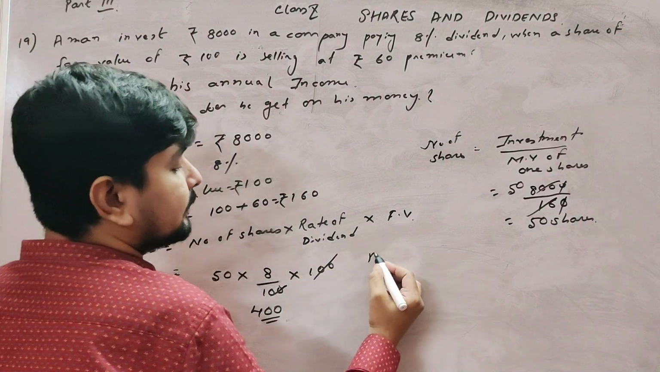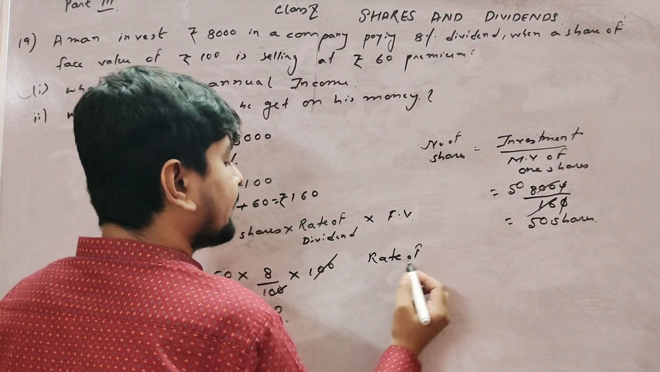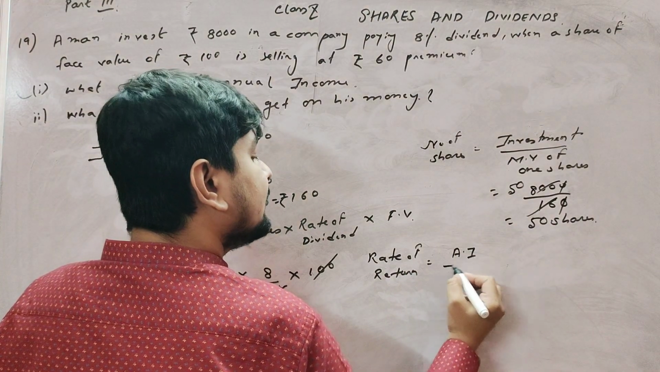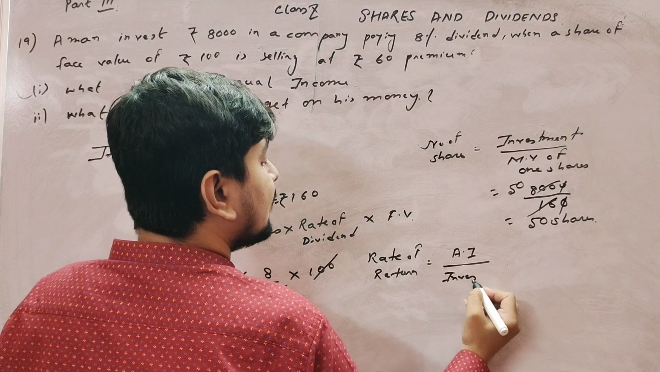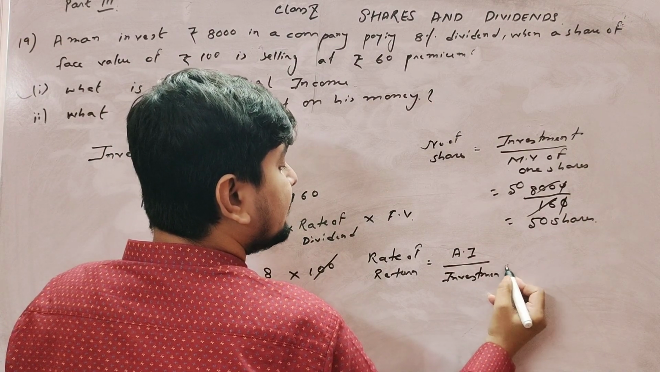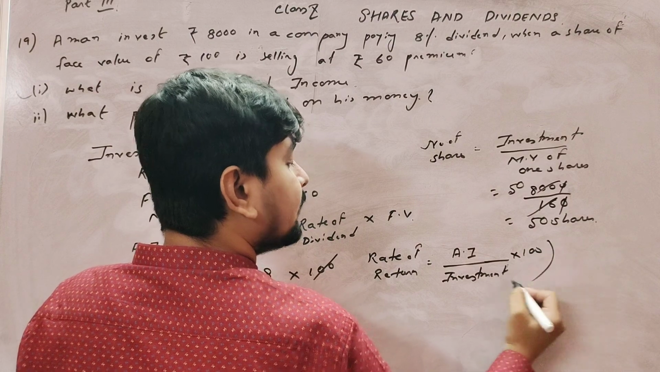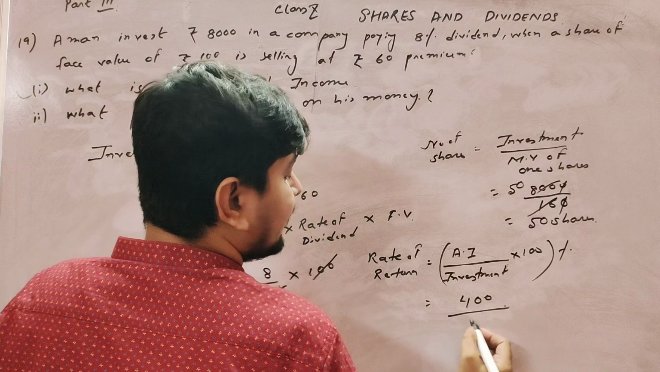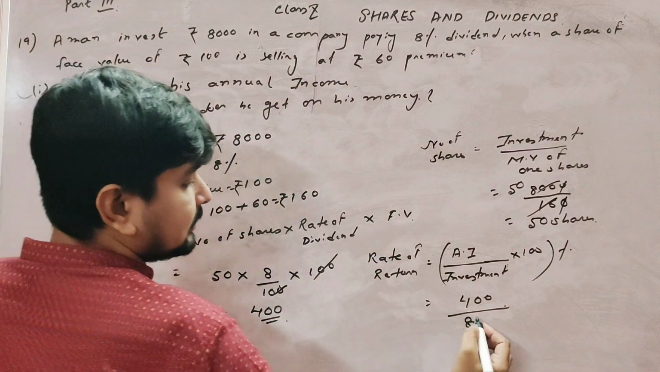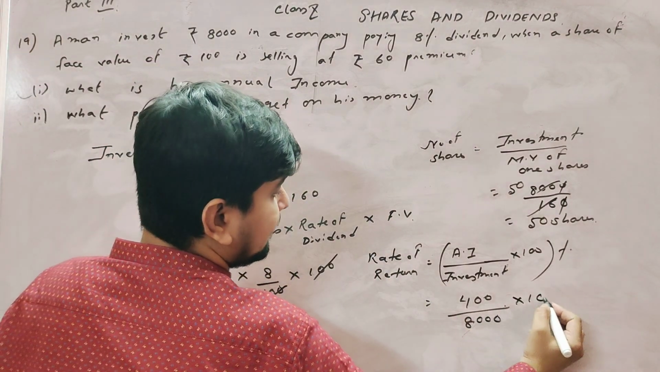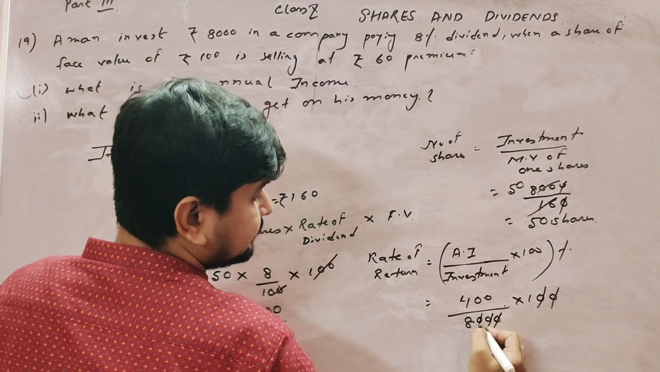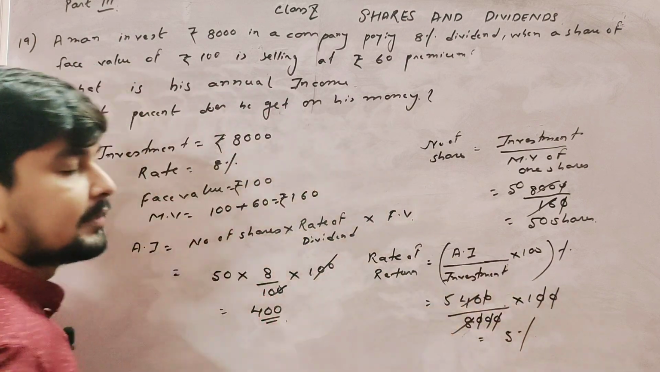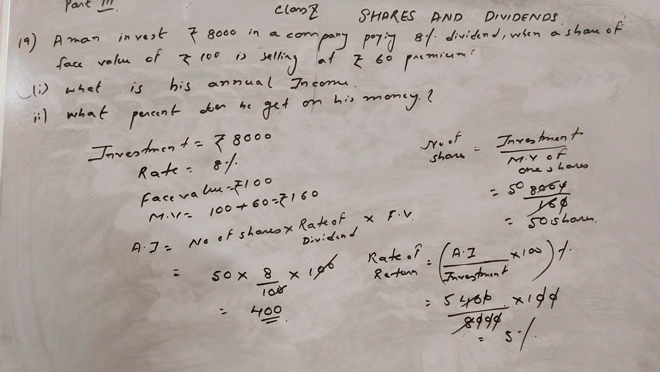So rate of return equals annual income upon investment into 100. We know the formula. So our annual income is 400, investment 8,000, multiplied by 100. So our rate of return is 5%. Clear? Note.